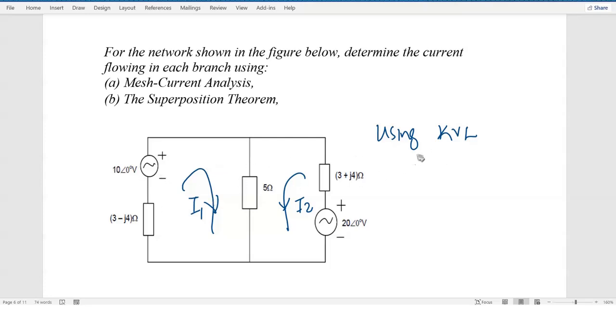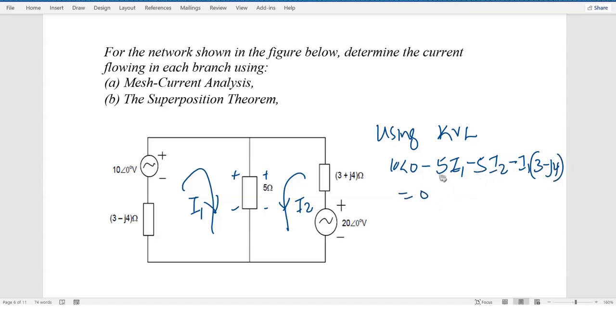So if I have 10 volts at an angle 0 degrees, minus, I will of course be subtracting since there is a voltage drop across these impedances. So minus, we shall have 5 I1. Remember, if this is coming plus to minus, this is also plus to minus. So what is going to happen here? We shall also have minus 5 I2. Yes, this I1 continues this side, so we'll also have minus I1 into 3 minus j4. So the whole thing is equal to 0.